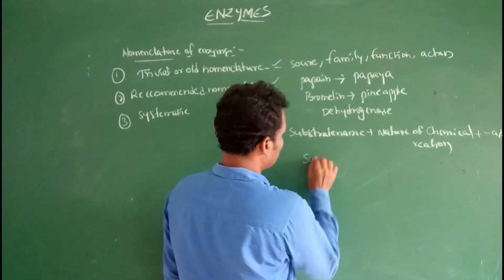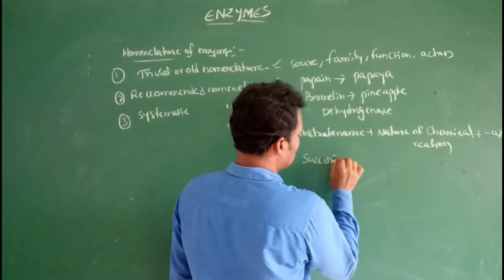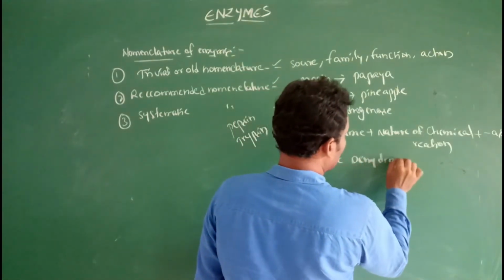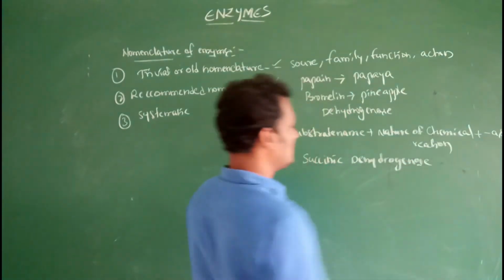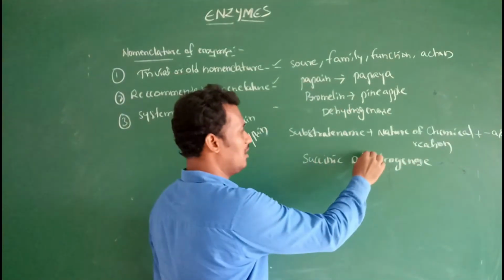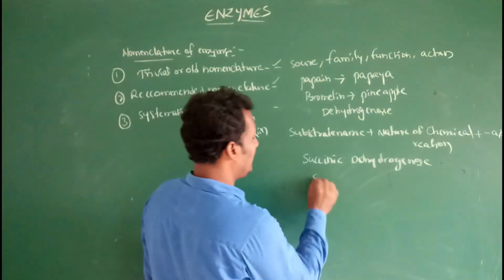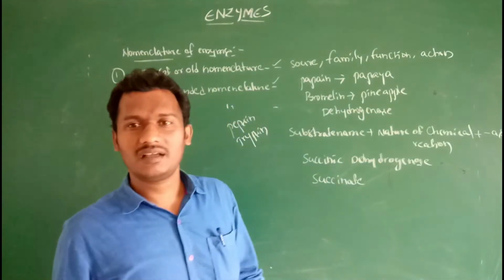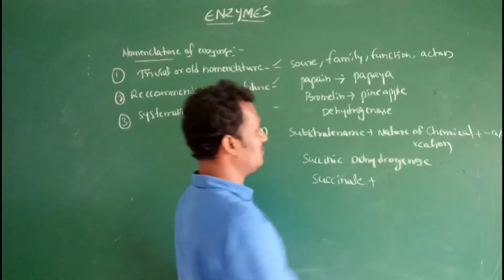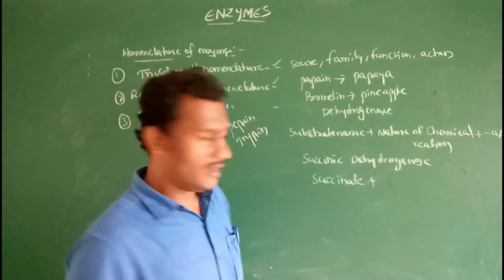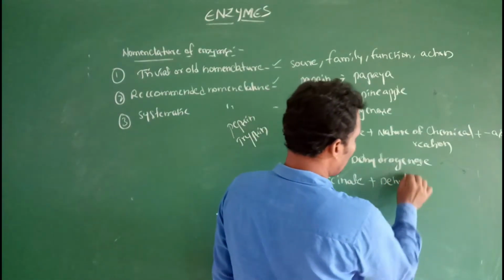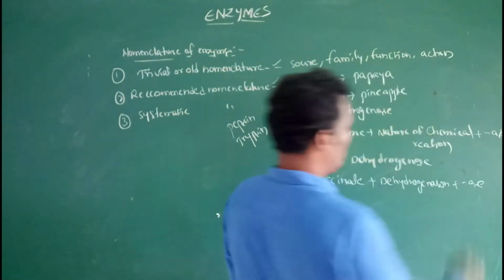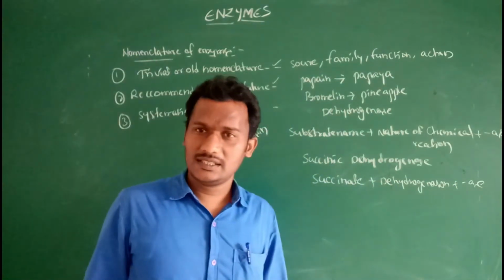Example, succinic dehydrogenase enzyme. In this enzyme, the substrate is succinate, nothing but succinic acid. Next one, the nature of chemical reaction. The type of chemical reaction is dehydrogenation. Then the suffix word. So succinic dehydrogenase enzyme.